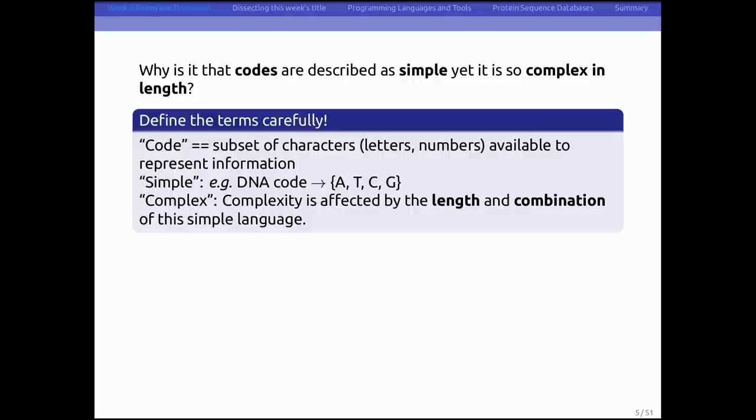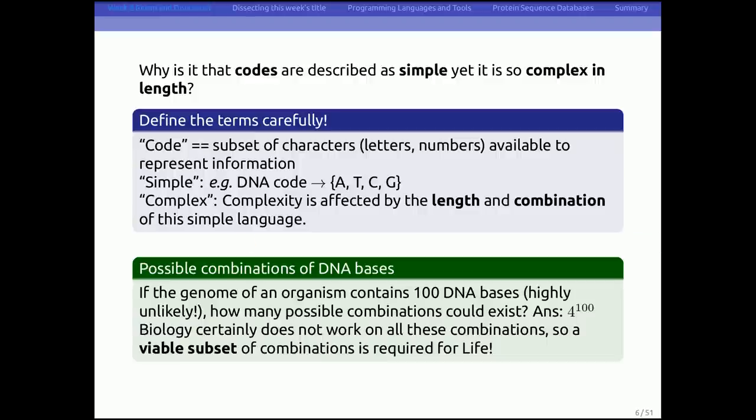So what do we mean by complex? The question alludes to complexity in length, but complexity is actually affected by two factors: the length of the sequence, and the combination of this simple language, this code that we have. Here's a very simple example. Let's look at possible combinations of DNA bases. If the genome of an organism contained 100 bases, which will never happen, but let's keep it easy as an example.